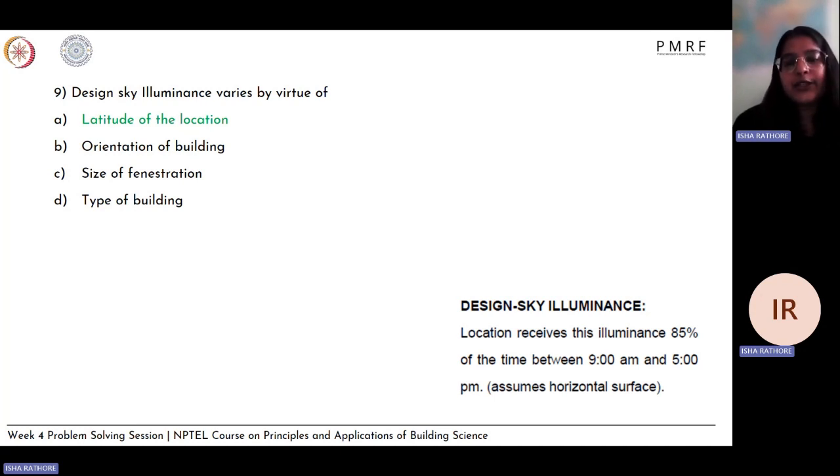So the design sky luminance is basically the illuminance the location receives 85% of the time between 9 a.m. and 5 p.m., assuming a horizontal surface. So the location basically determines the design sky luminance value. The latitude of location and the longitude of location are both answers which could seem correct here. So A, the latitude of location, is the correct answer here.